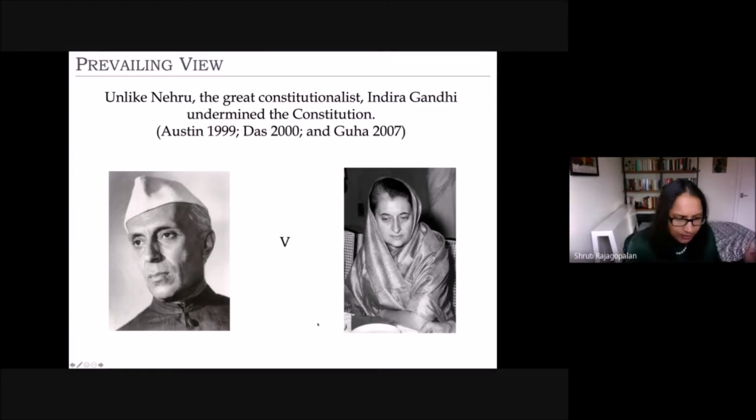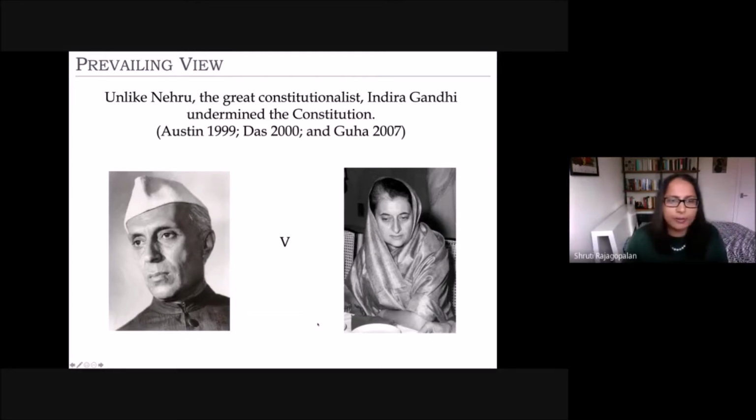If you start reading history, now I know it's very fashionable in present modern day India to demonize Nehru. But until recently, one used to only hear of this kind of critique of Indira Gandhi, right? So the idea was that Nehru was this great constitutionalist, he was part of the framing. He was one of the members in the Constituent Assembly. He was, of course, the first prime minister, led the provisional parliament, and so on and so forth.